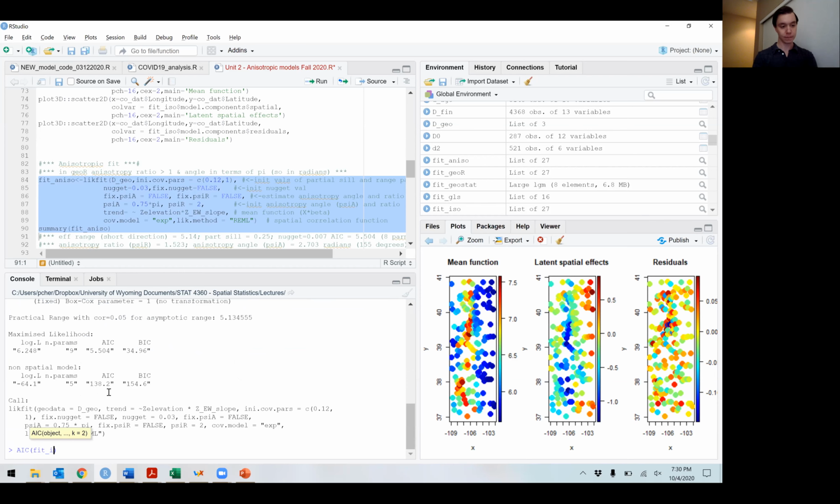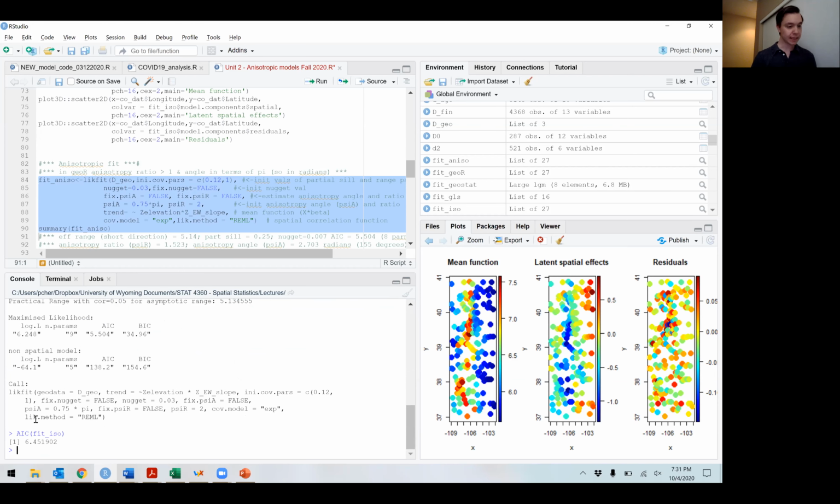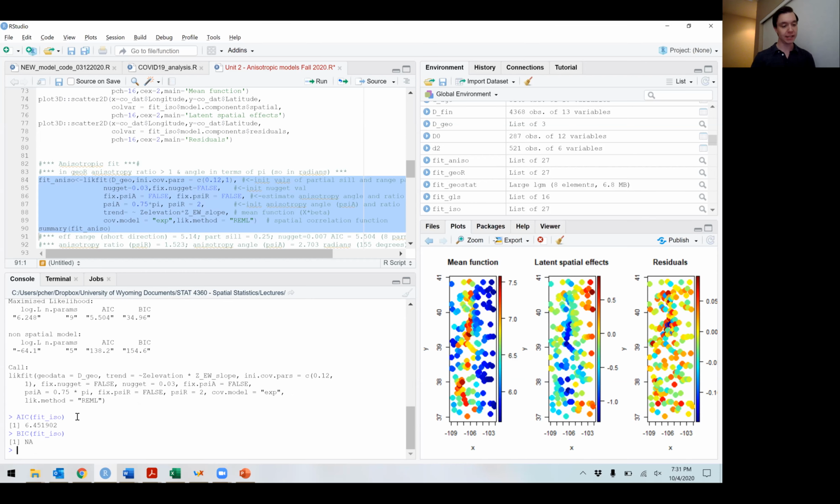AIC, we can compare. Yes, this does beat the non-spatial model, but does it beat the spatial model, the isotropic model? Well, I can look at my AIC of my isotropic model, 6.45. I can look at the AIC of my anisotropic model, it's 5.5. It's pretty close. I can look at the BIC, and I'll describe those later in this unit. Looks like it returns NA, even though it's clearly right there. Let me print out. All right, so our anisotropic BIC is just under 35.